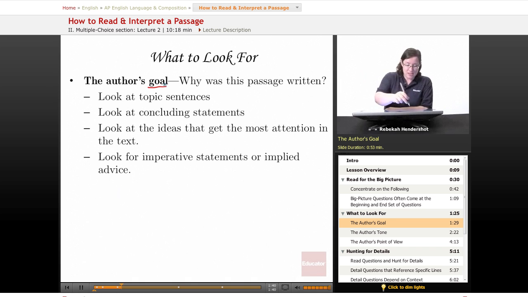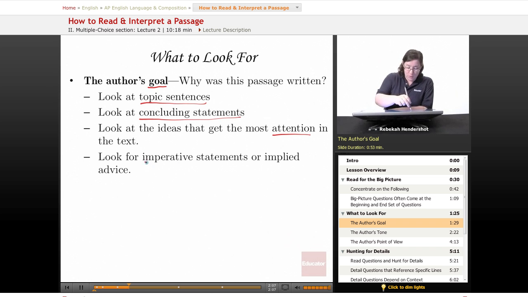Well, you look at topic sentences, sentences at the beginnings of paragraphs, sentences that kick things off and seem to be main ideas. Also look at concluding statements. Very often the passage you are given will either have a twist or it will have a summing up at the end that will tell you the main idea. So watch for that. Look at the ideas that get the most attention in the text. Okay, look at the things that the author spends the most time on. That's a clue to the main idea and to the goal.